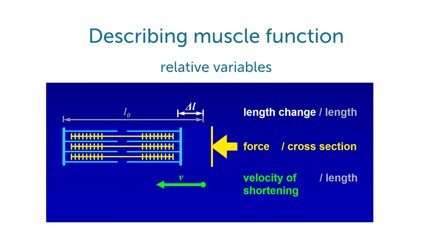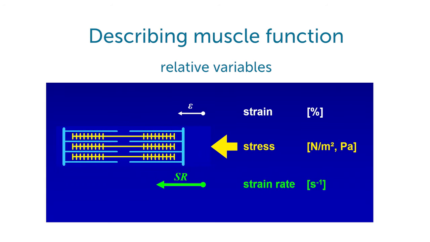We would like to normalize the length change to the baseline length of the sarcomere. And we would like to normalize the velocity of shortening to the baseline length. And the force that is produced, of course, has to be normalized to the cross-section. And when we think of these 3 types of normalization, then we end up actually with the parameters that we all know, which is strain, stress, and strain rate.